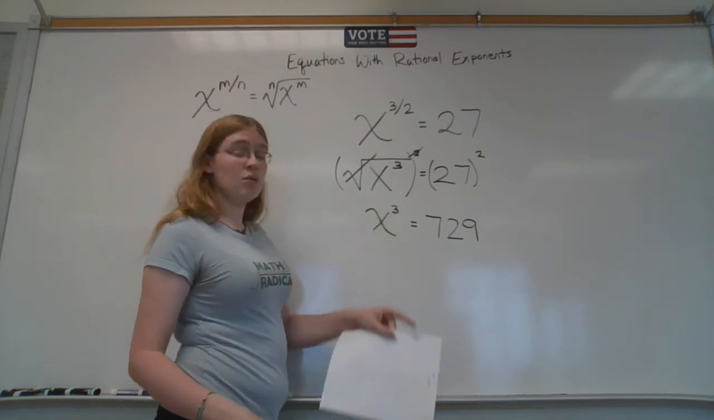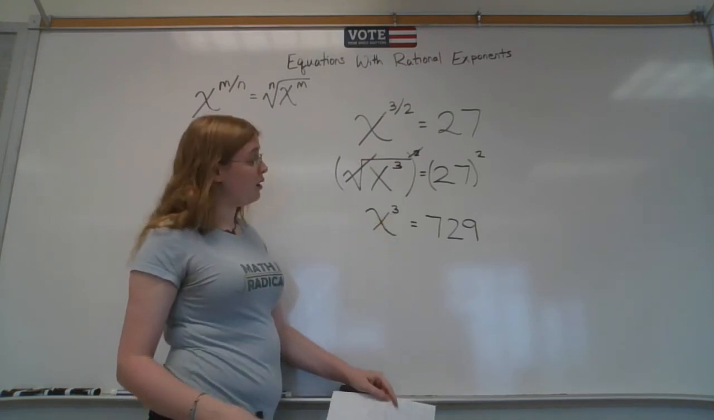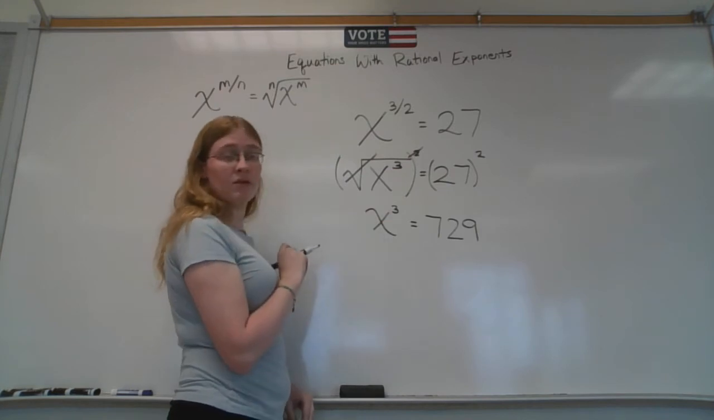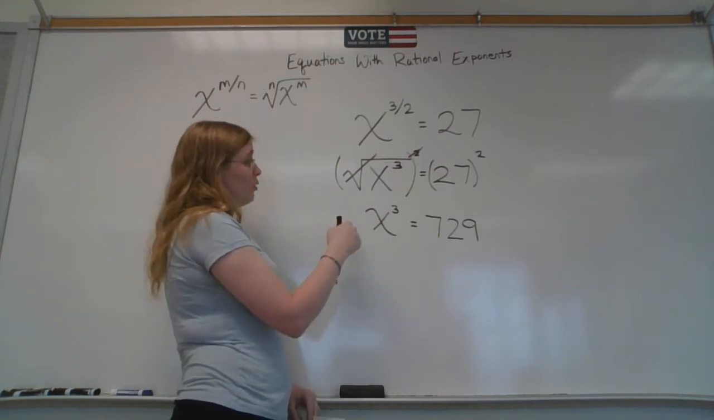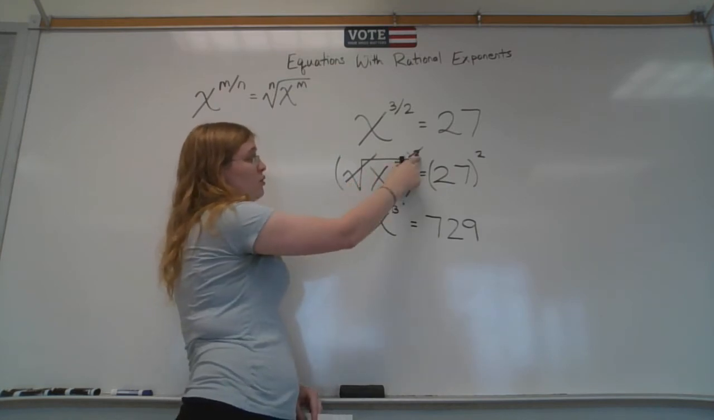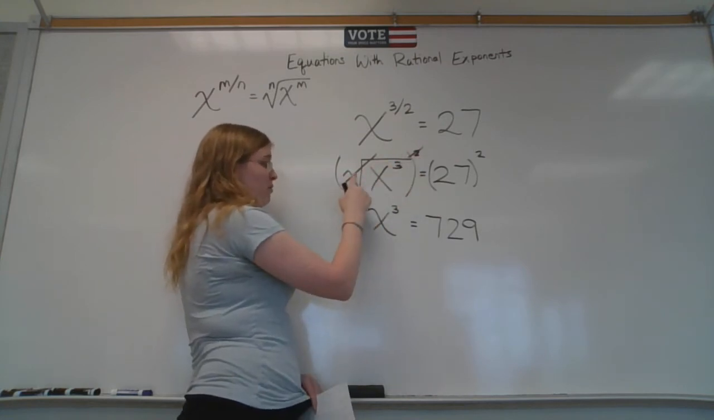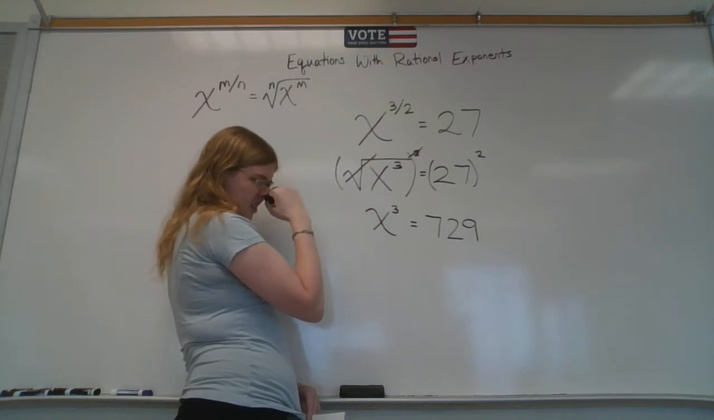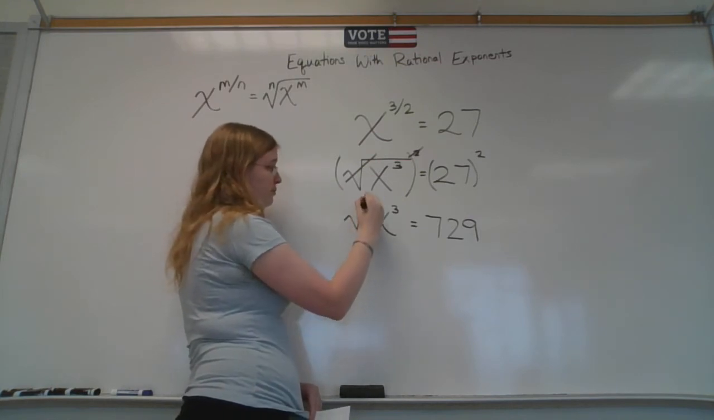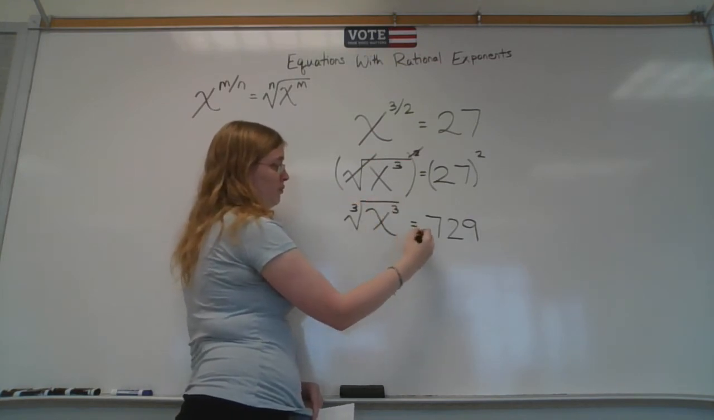Now, I still have to get x by itself. Right now we have this cube in the way. So how do we get rid of the cube? Well, we cancel out roots with powers, right? Roots with exponents. A square canceled out a square root, so a cube is canceled out by a cube root.